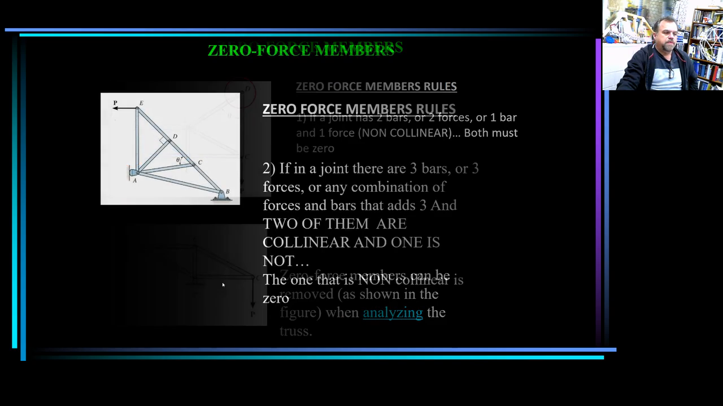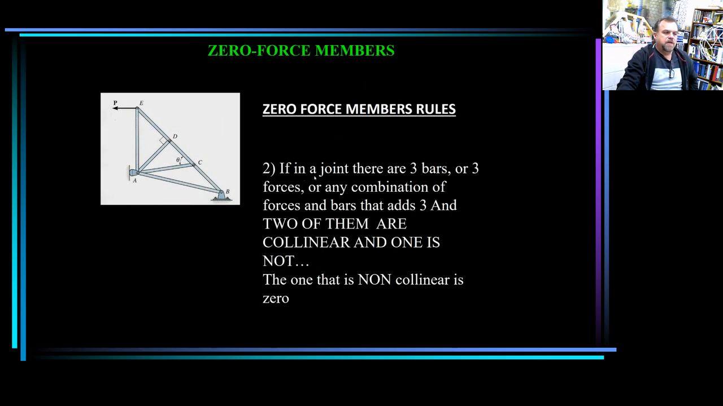And the second rule says: if in a joint there are three, now three what? Three bars, three forces, or any combination of bars and forces that adds up to three, no more than three. Remember to count also the forces, the reactions. This is the error that the majority of people make. If in a joint there are three, two of them are collinear and one is not, then the one that is not is zero. I also explained the reason why it's zero in a previous posting.